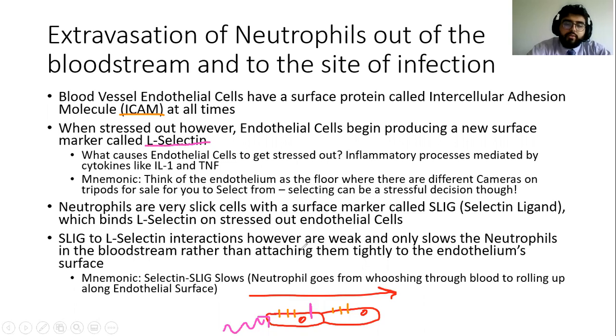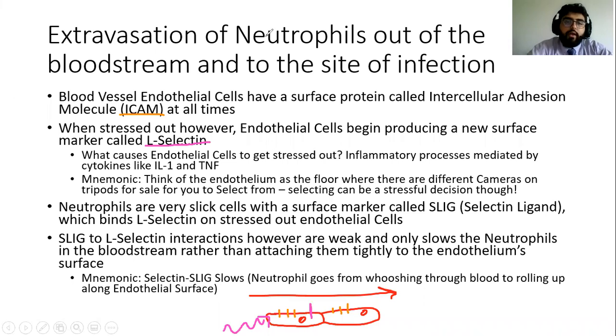And so what can cause the stress? It can be tumor necrosis factor, interleukin-1, which is pyrogenic, all the things I was saying. So stressed out endothelium has L-selectin, and then endothelium at all times has ICAM, right? So now we have a stressed out blood vessel who just picked up on some tumor necrosis factor, interleukin-1, gets stressed out and is now projecting L-selectin. This is good.